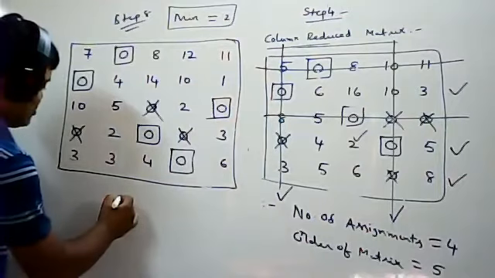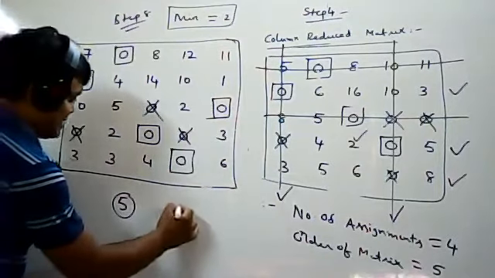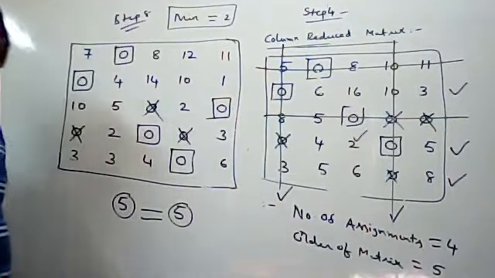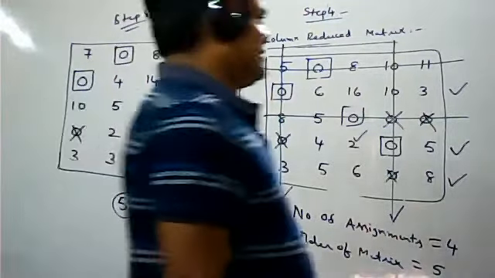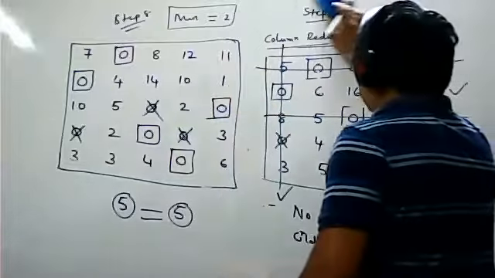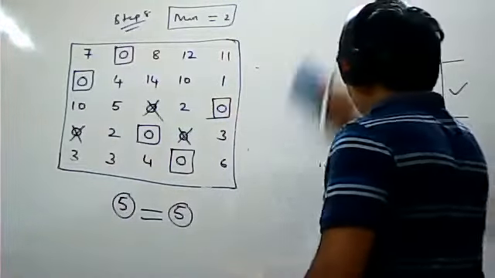Now, how many assignments did you get? 5. What is the order of the matrix? 5. So number of assignments equals order of the matrix, which means you have reached the optimum solution.